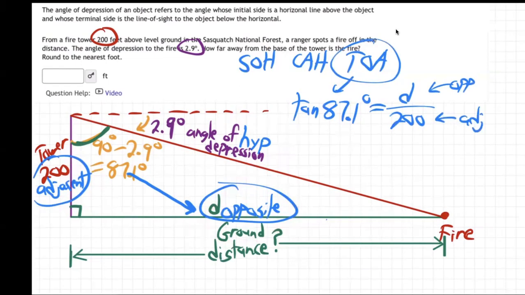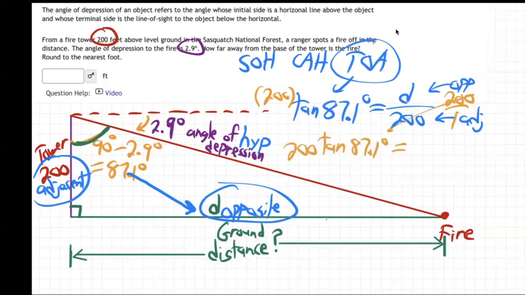Okay, so now we're going to solve this for D. Multiply both sides by 200. Whenever you have a denominator, just multiply by it, and it cancels. So we get 200 tangent 87.1 degrees equals D. The 200's canceled out. Hit the buttons on your calculator. Make sure you're in degree mode. 200 times the tangent of 87.1. I'm getting 3948.058. Let me double check my mode. Yeah, it was degrees. So that's the right answer.